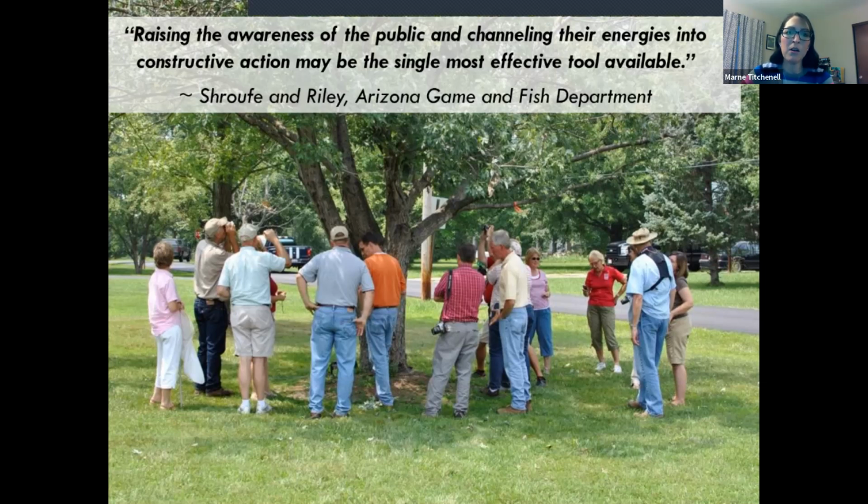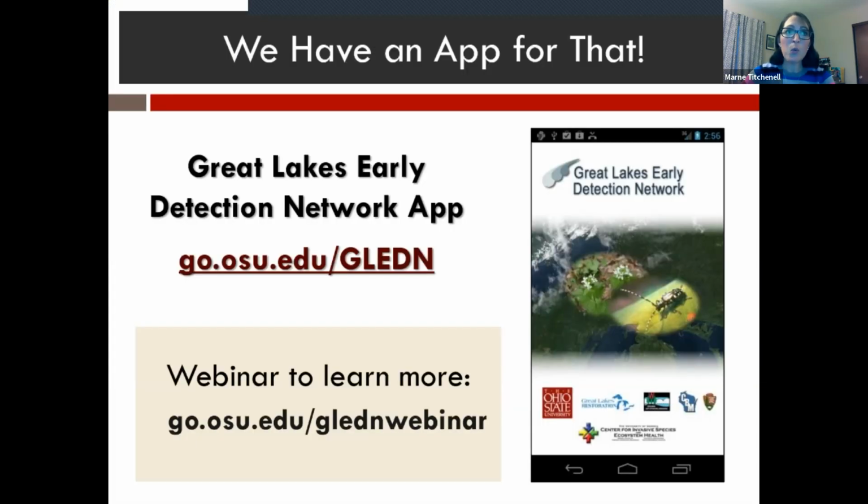So, and again, that's what you all are doing as master gardeners. So thank you. But if you're not aware, we also have an app to help you detect invasive species and to track them. This is the Great Lakes Early Detection Network app. It is a regional app, so we use it in Ohio. It can be used in Michigan, in Indiana, in Wisconsin. And it is available on both iPhone and Android phones.